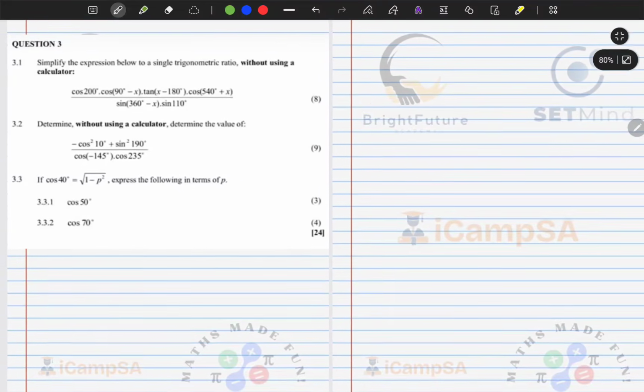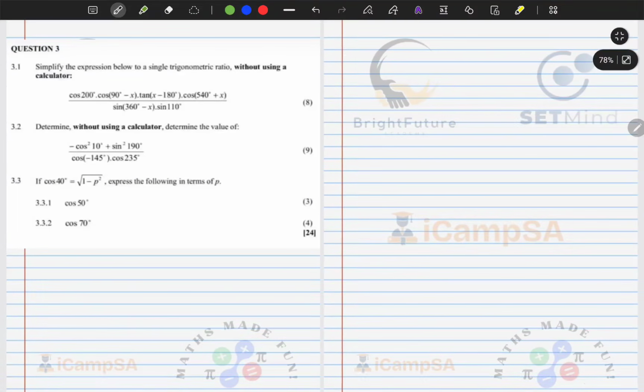So let's have a look at these questions. Hopefully they are not too blurry for you to see. So let's have a look at question number 3. Question number 3 reads, simplify the expression below to a single trigonometric ratio without using a calculator. So let's go and look at 3.1.